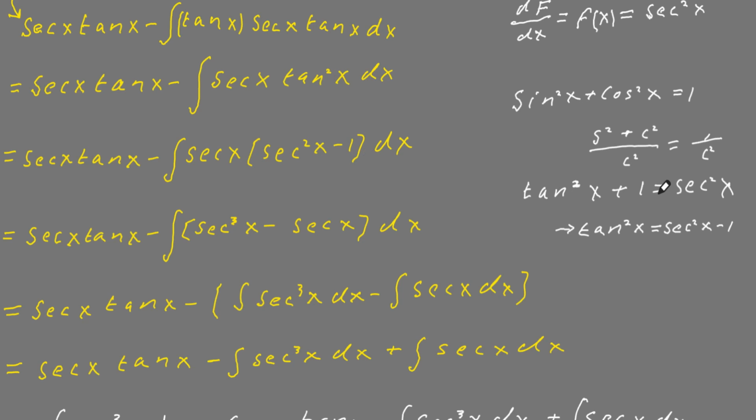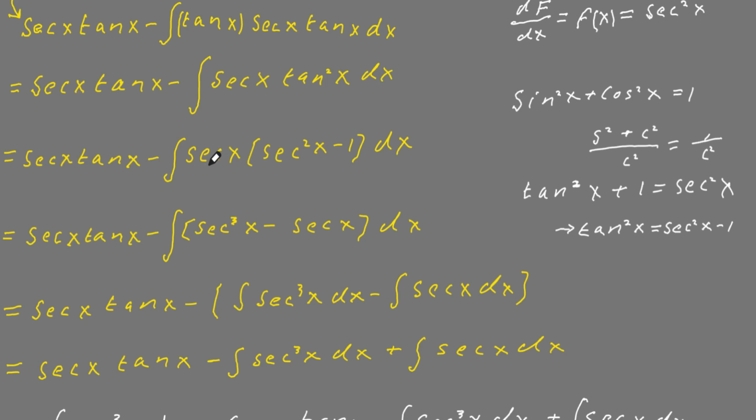By the way, this formula over here is pretty easy to derive. Since sine square plus cosine square is equal to 1, you can just divide both sides of this equation by cosine square, and that'll give you sine square over cosine square, which is tan square, plus cosine square over cosine square, which is just 1. And over here, 1 over cosine square is just equal to secant square. So this term is equal to this.